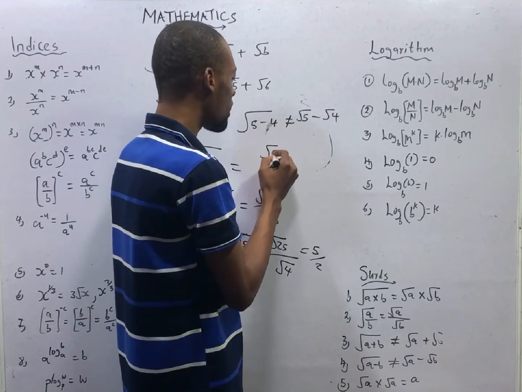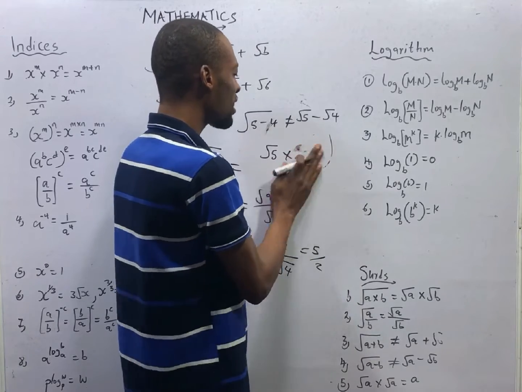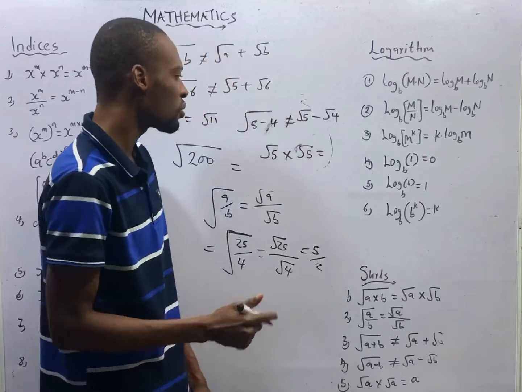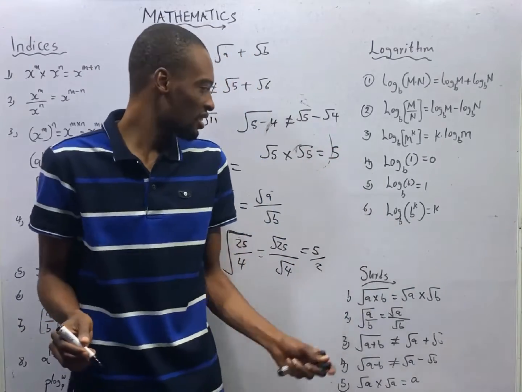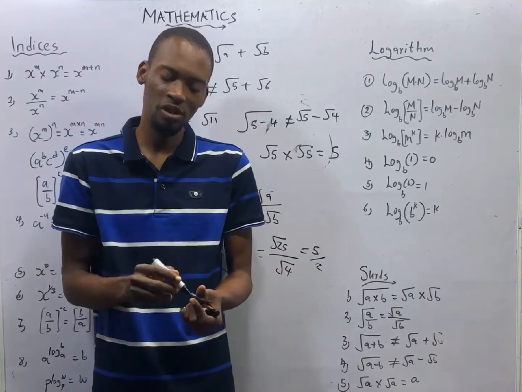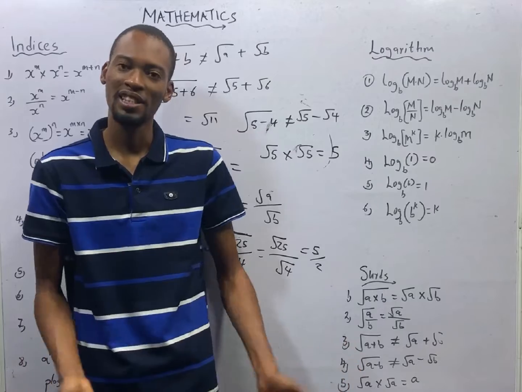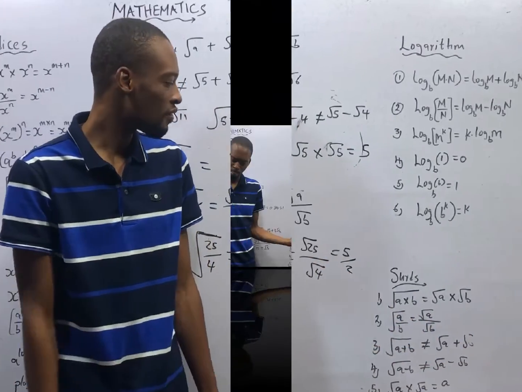And the fifth law of surds says that when you have the square root of a similar number multiplied together, the answer is the number. The square root of similar numbers will give you the number. The square root of 5 times the square root of 5 is equal to 5. The square root of 20 times the square root of 20 is equal to 20. The square root of 10 times the square root of 10 is equal to 10. The square root of 500 times the square root of 500 is equal to 500.